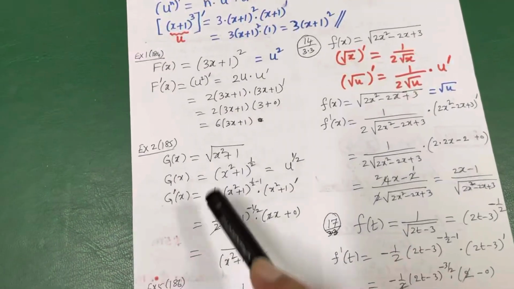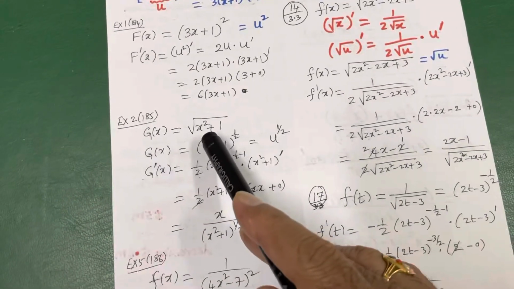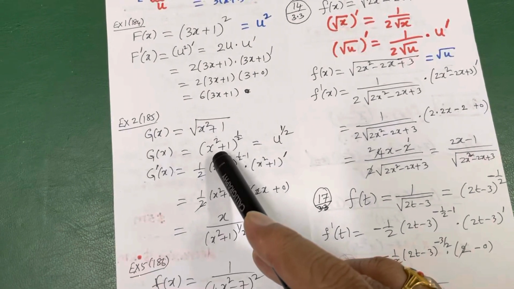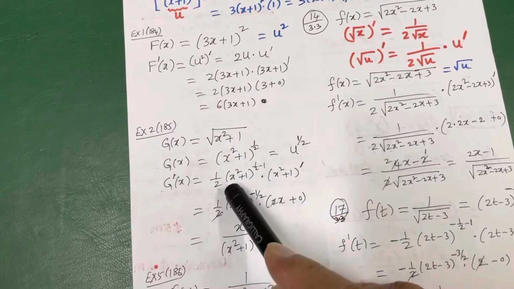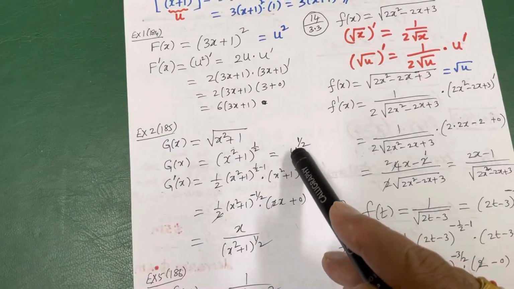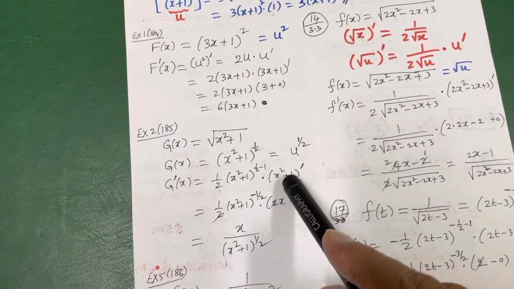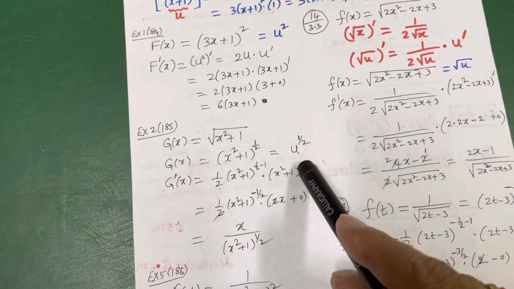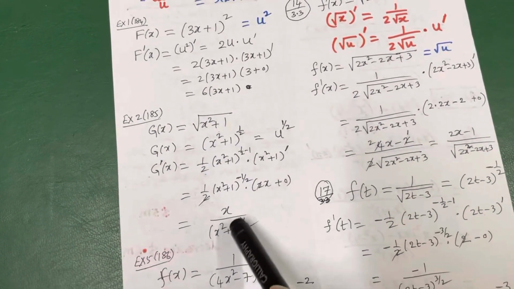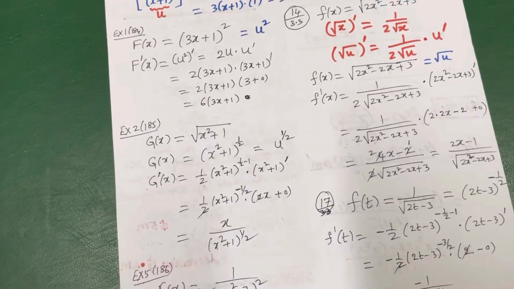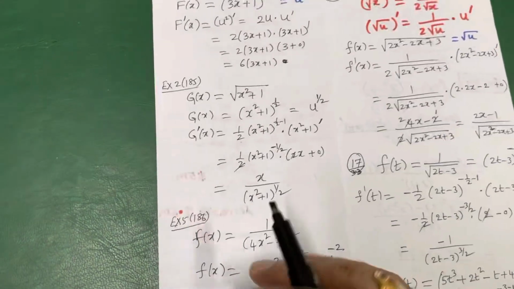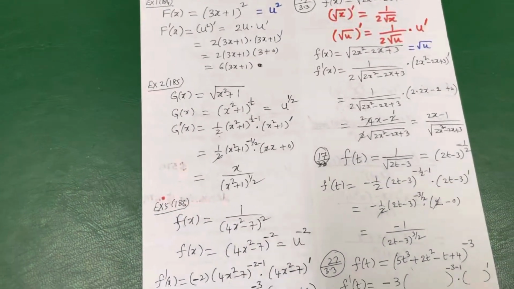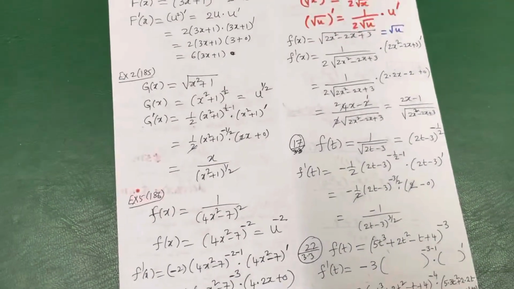So let us see this. The derivative of root of x square plus 1 is (x square plus 1) to the power half, that is u to the power half. Its derivative is half u to the power minus half, multiplied by the u derivative. The u derivative is the derivative of x square plus 1. And on simplification, you get this one. I already told you that the derivative of root x is 1 over 2 root x.